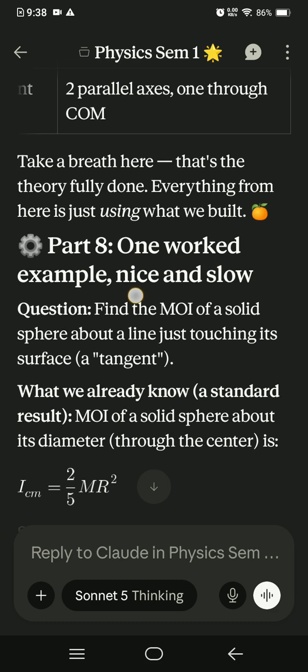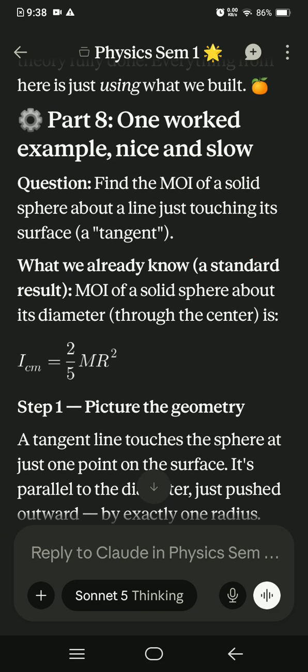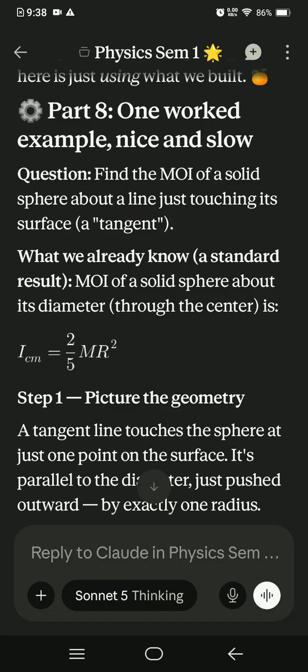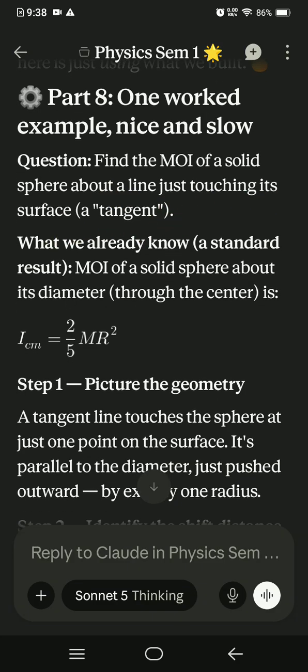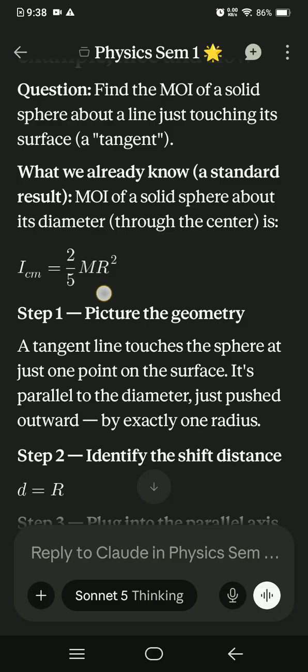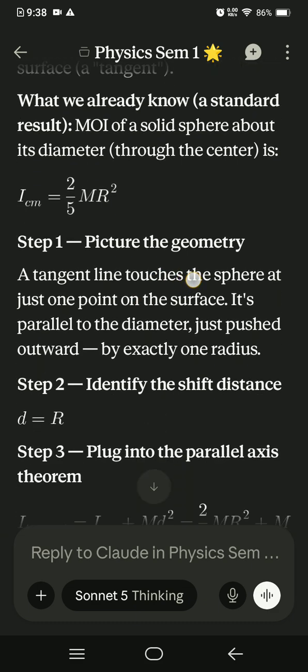Part 8, one worked example, nice and slow. Question is to find the MOI of a solid sphere about a line just touching its surface, a tangent. So that tangent is parallel to the center of mass axis. But we already know a standard result. MOI of a solid sphere about its diameter through the center is this formula. We already did it in some other video. You can actually memorize this formula. This is going to be very useful.